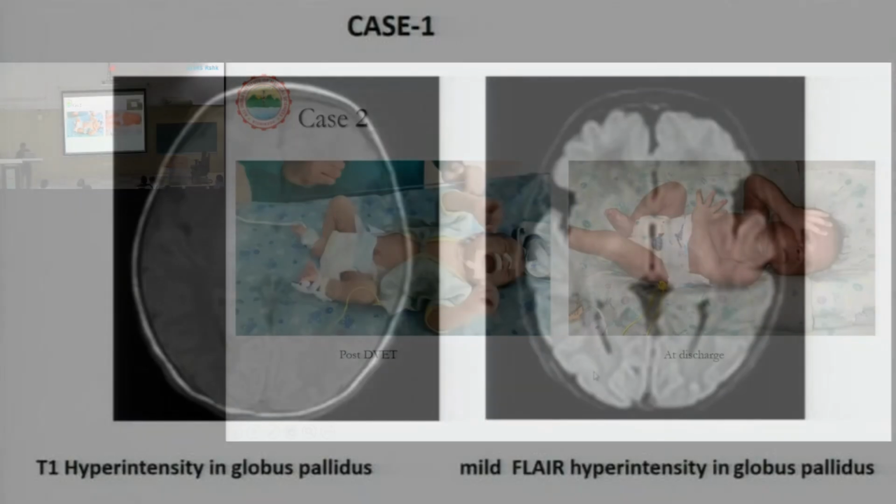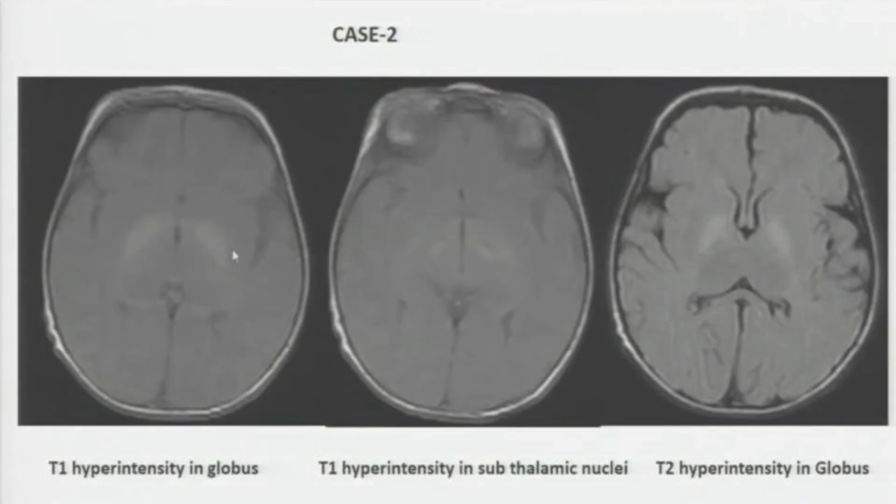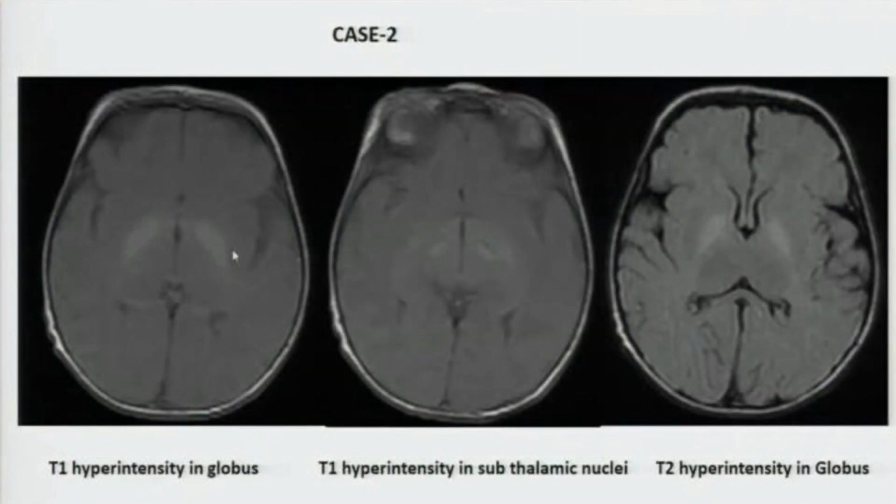In acute settings, typically there will be symmetrical T1 hyperintensities in globus pallidus. Since bilirubin tends to affect the extrapyramidal pathway specifically, the basal ganglia, subthalamic nuclei, hippocampus, cerebellum, all these are commonly affected. Here again in case 2, you can see that there are bilateral symmetrical T1 hyperintensities in bilateral globus pallidi, subthalamic nucleus, and there are mild T2 hyperintensities as well.